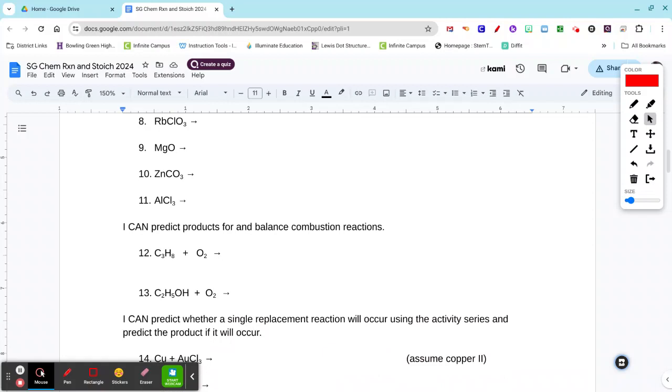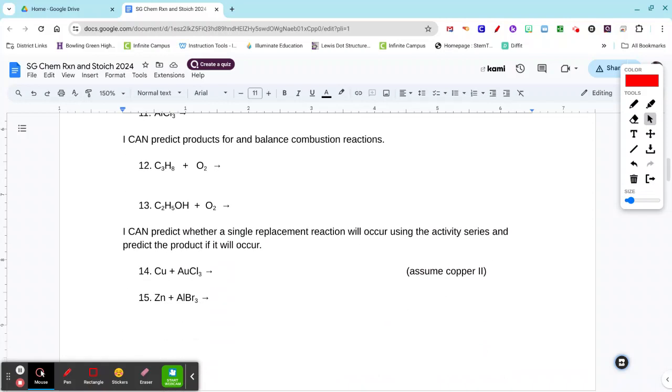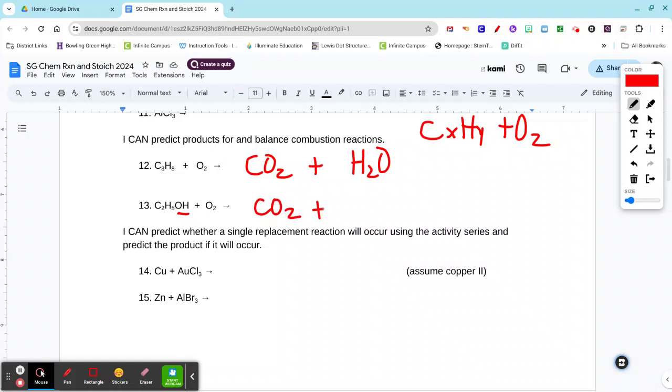Now for combustion reactions. Move up a little bit. So for combustion reactions, you have to remember that if you've got a hydrocarbon here, and remember our hydrocarbons are C and H only, and you're adding oxygen, you always make carbon dioxide and water. This is also true for alcohols. So your alcohol has the OH at the end, but also carbon and hydrogen. That will always make CO2 and H2O also.